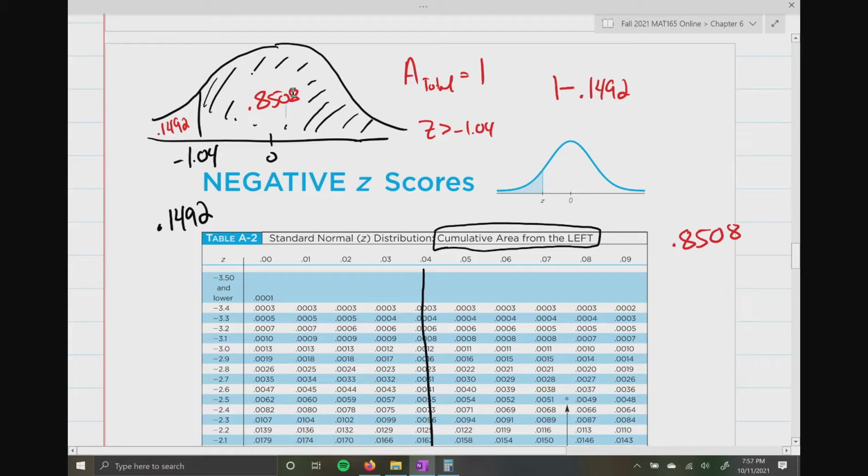So you got to be really careful when you're doing this, okay? Because sometimes you want area to the left, other times you want area to the right. How do you know which one you want? Draw a picture. Draw a picture if it's not provided. Make sure you read the question. Make sure you understand what the question's asking you. So let's go ahead and do the next one here.